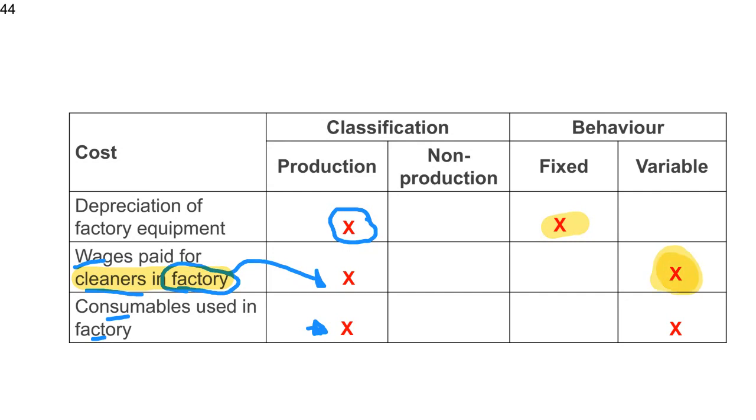And then consumables, I don't think I need to explain it. You can think of it like the plastic bags at Checkers. The more Checkers sells to you, the more plastic bags they're going to need, right? Does that make sense? So that's basically those costs.